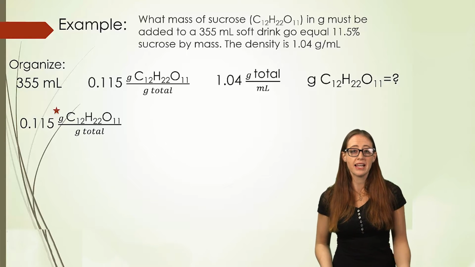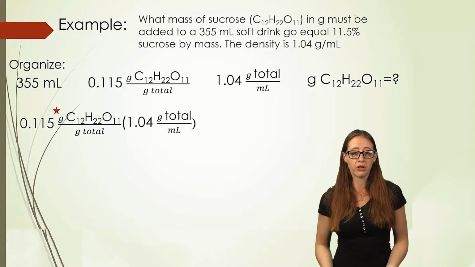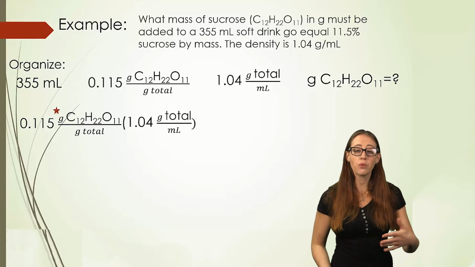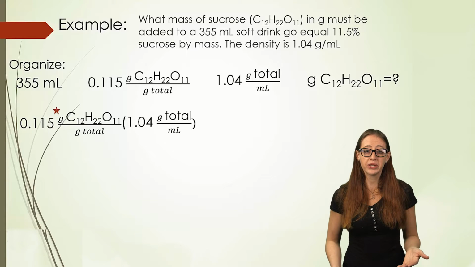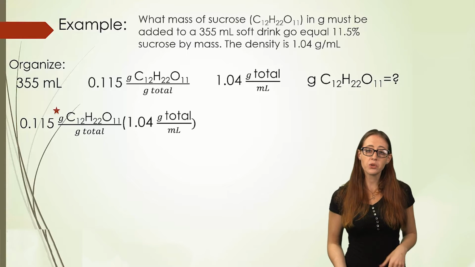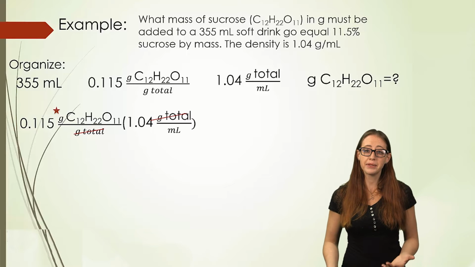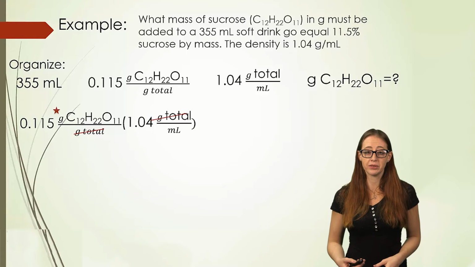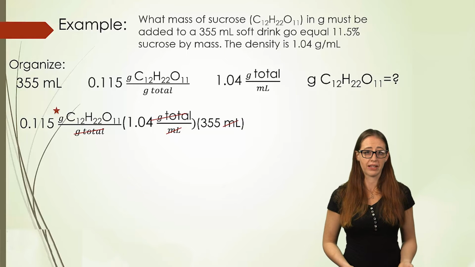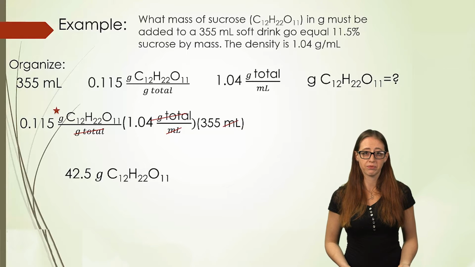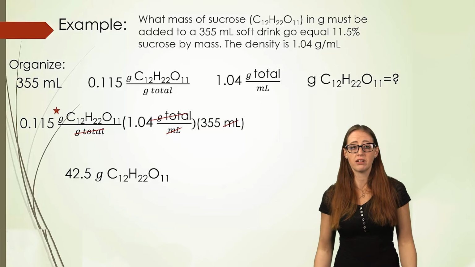So let's use the density, which has the 1.04 grams on top and the 1 mL on the bottom. Now we are going to be left with grams per mL. So we need to multiply by the milliliters given in order to get our final answer of 42.5 grams of sucrose.